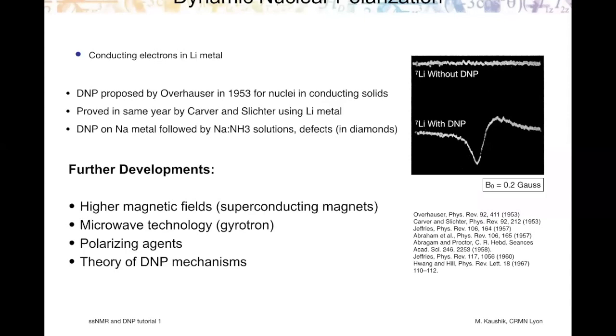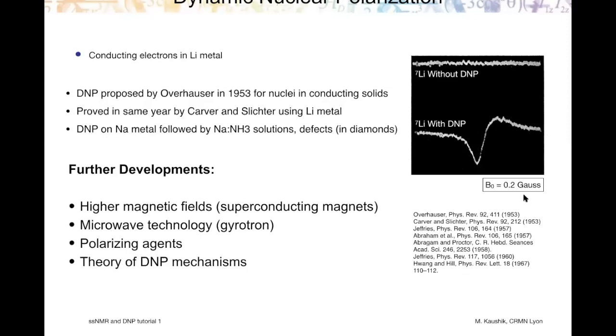The very first measurement was on conducting electrons in lithium metal. So in the metal, conducting electrons polarize lithium-7 spins. And as you can see in this figure, there is increase in NMR signal. And this experiment was done at very low magnetic fields. After that, conduction electrons from sodium have been used. Trapped electrons in diamonds have been used to polarize and increase sensitivity on carbons in the diamond, for example.